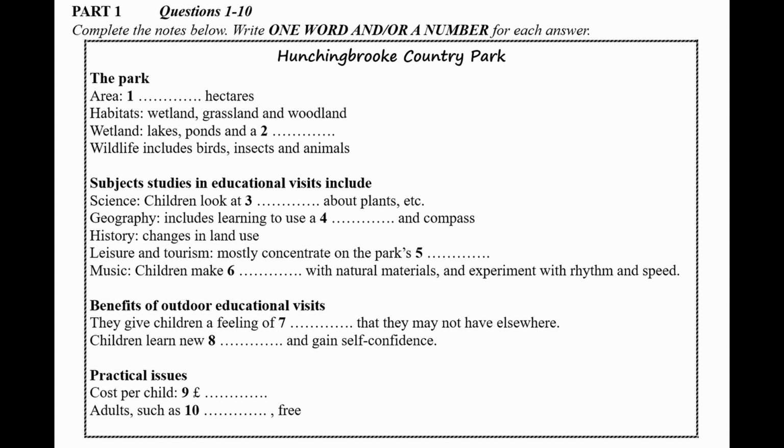Of our classes. OK. What would you like to know? Well, I'm new to this area, so perhaps you could tell me something about the park first, please. Of course. Altogether, the park covers 170 acres. That's 69 hectares. There are 3 main types of habitat: wetland, grassland and woodland.